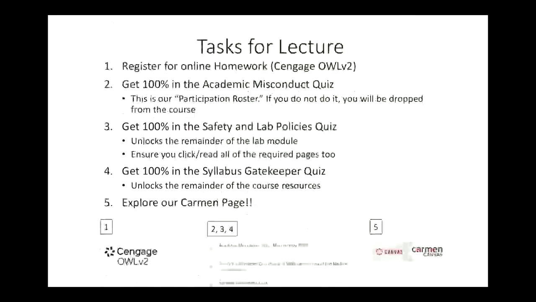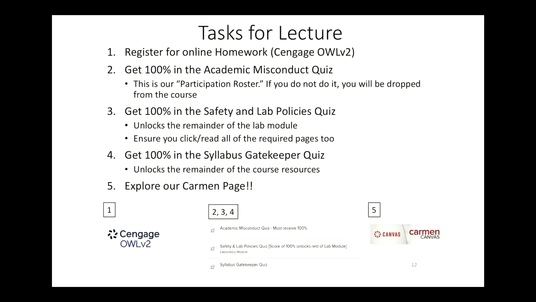Okay, great. Last thing here, tasks for lecture. You got your tasks for lab, tasks for lecture. Make sure you register for online homework. There is going to be an assignment due on Monday, but it's not going to be a homework assignment. Get 100% on the academic misconduct quiz. This is in your assignments tab. We're very good about putting assignment due dates in our Carmen calendar, so follow that to a T.